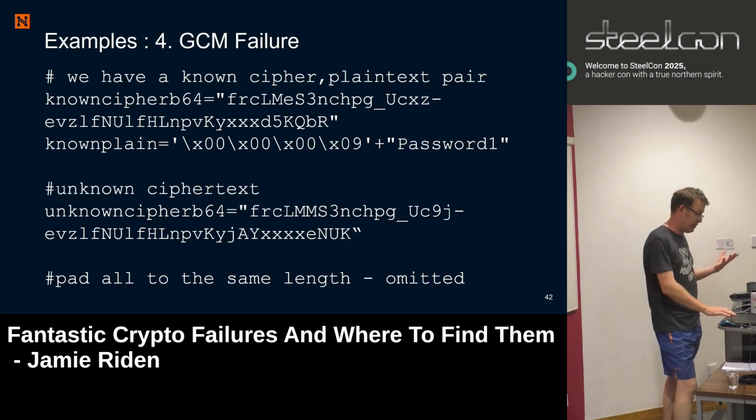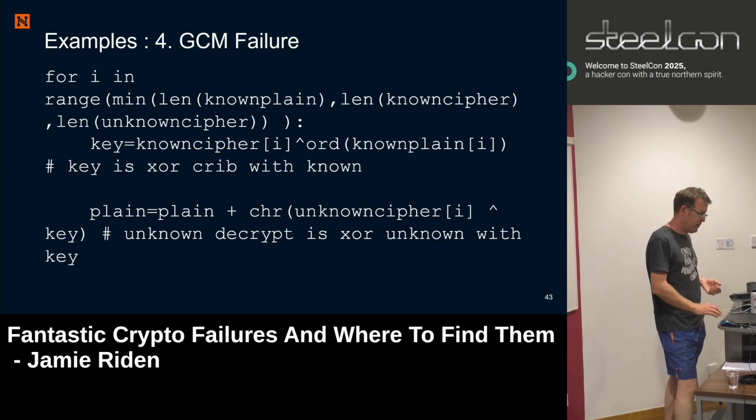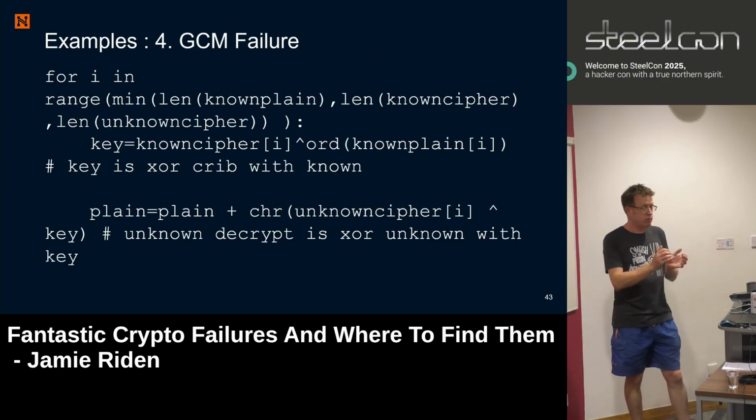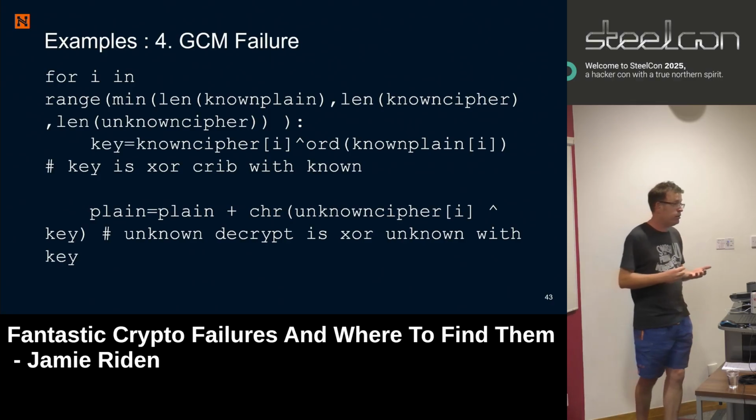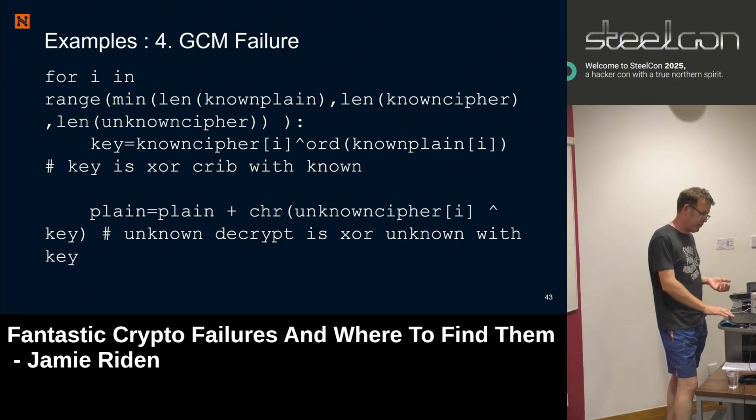I've omitted the code to pad these all to the same length, but then we simply iterate over, from one up to the end of the first string to run out. We take the byte from our known ciphertext, which is my password encrypted in the database, and the known plaintext, because I know what my password is, and we XOR those two. That gives us the key byte for that position. Then, because we've got the key, we can just XOR again the unknown ciphertext and get the decrypt.